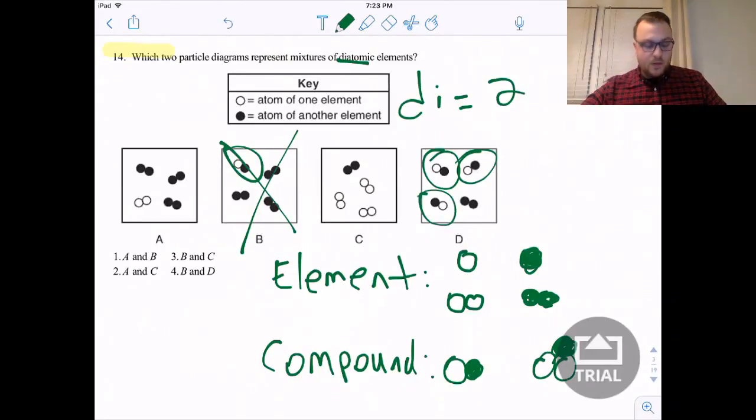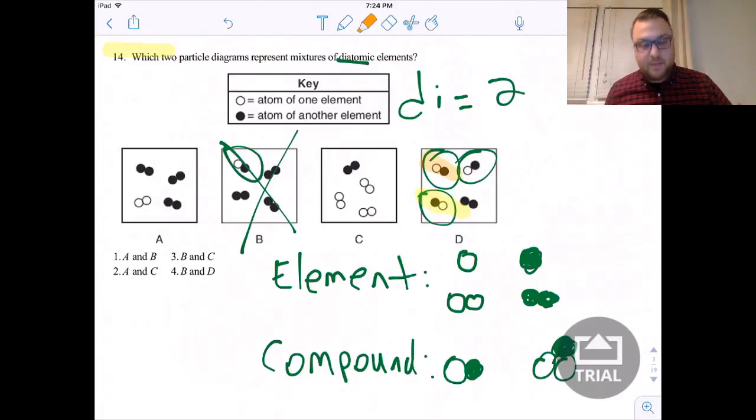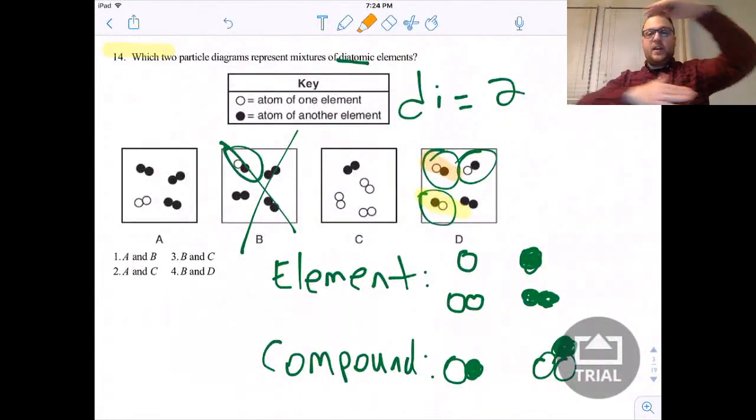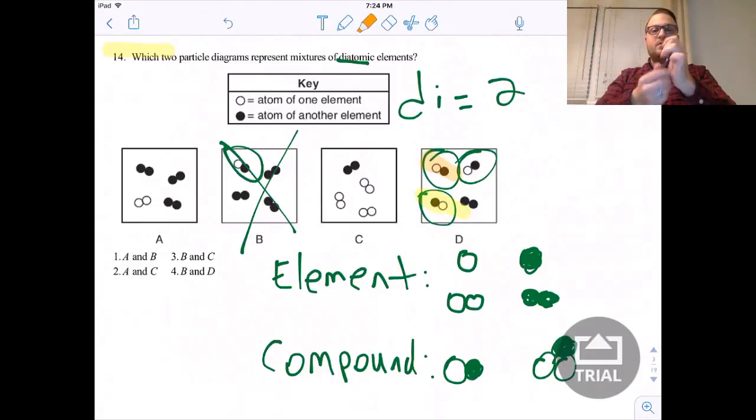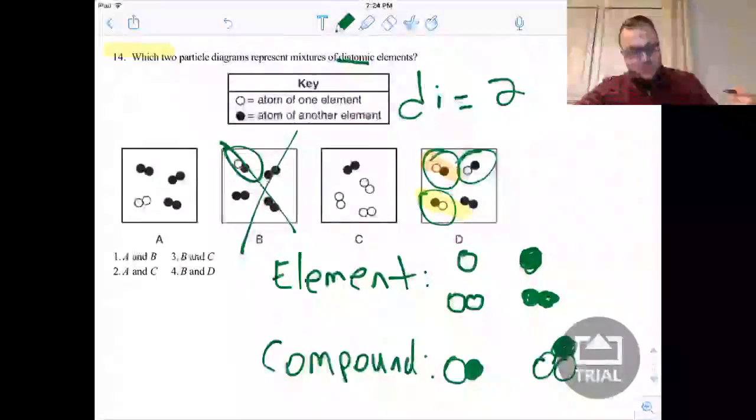Some people get confused when they look at D. They wonder if this one and this one are 2 different compounds. No, they're just oriented in different directions. Remember, these molecules are moving, like my pen can move in circles. These molecules can do the same thing. So they're not 2 different compounds. They're the same compound. Let's move on from that. So the only answer choices left are A and C.